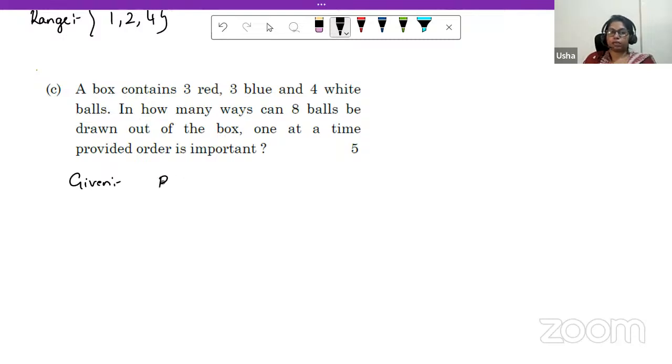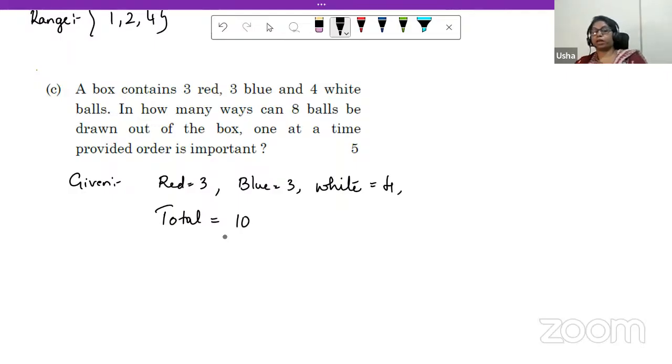Given number of red balls 3. So write a full sentence. Number of red balls is 3. Number of blue balls is 3. Number of white balls is 4. So total number of balls is 3, 3 and 4, 10. Okay, there are 10 balls. And in how many ways can 8 balls be drawn one at a time, provided order is important?